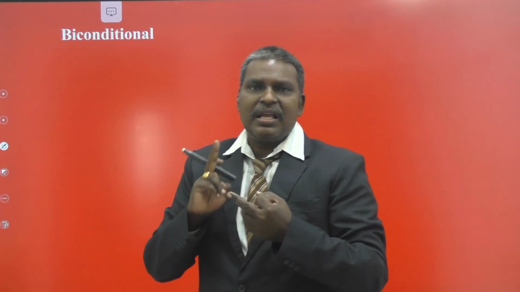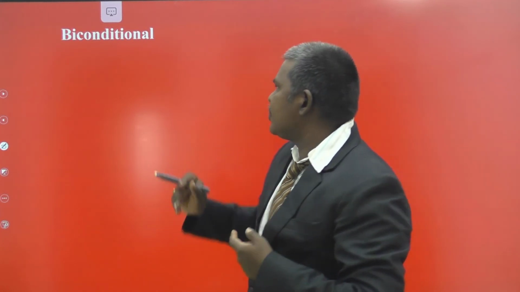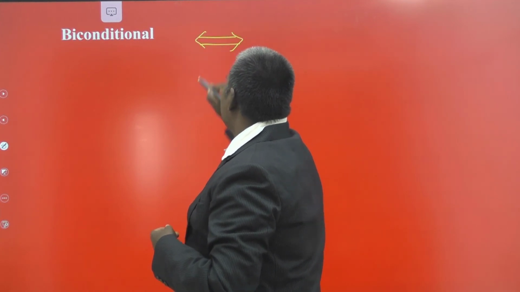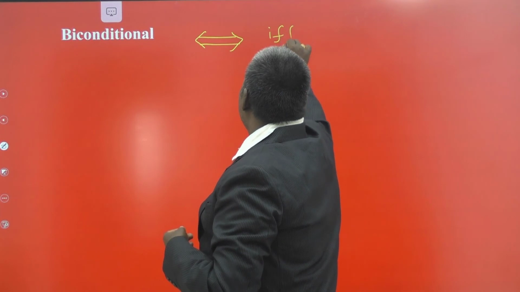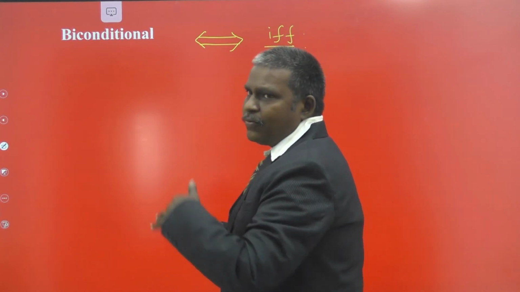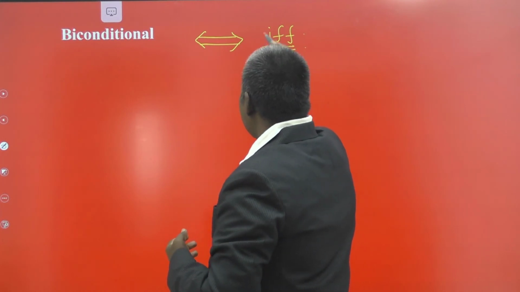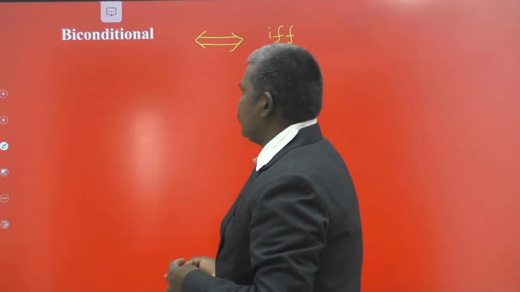And biconditional, or bi-implication. This is the fourth and last connective for the statements. So one is conjunction, disjunction, implication and bi-implication. Bi-implication is denoted by this symbol: if and only if. In previous we had only if-then. Here, if and only if. This is biconditional.